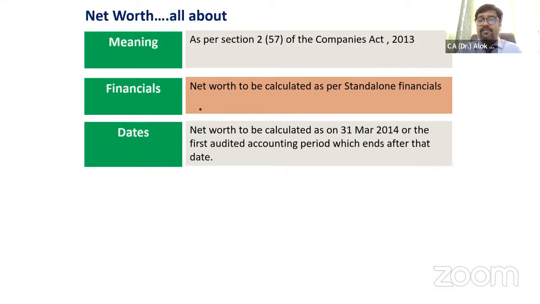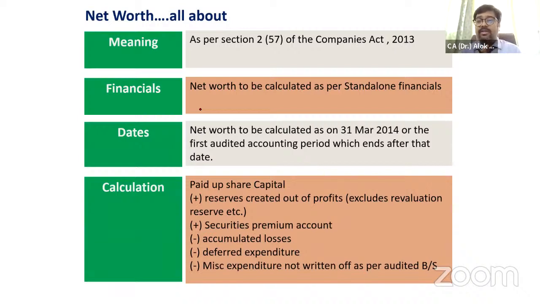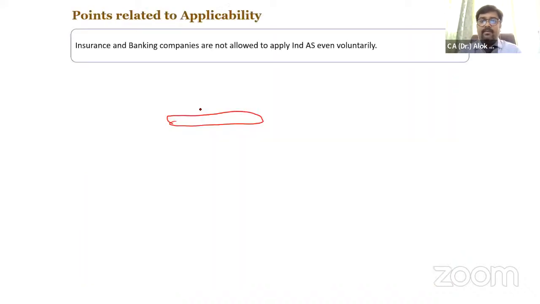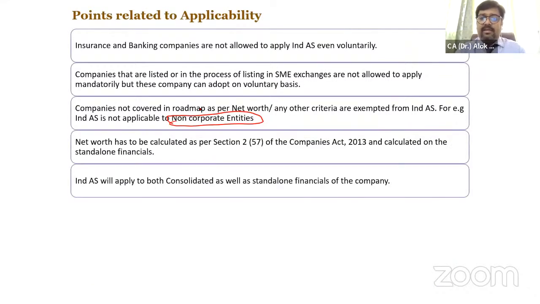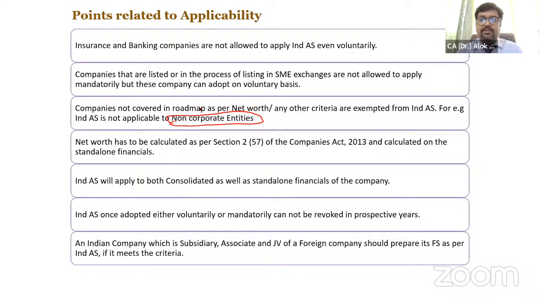Sir, what is the definition of net worth? So net worth has to be calculated as per section 2, subsection 57 of the Companies Act, and it means paid up share capital plus reserves created out of profit plus securities premium account minus accumulated losses, right? So Ind AS applicability part I have talked about. So Ind AS is applicable on the standalone as well as consolidated financial statement of the company.